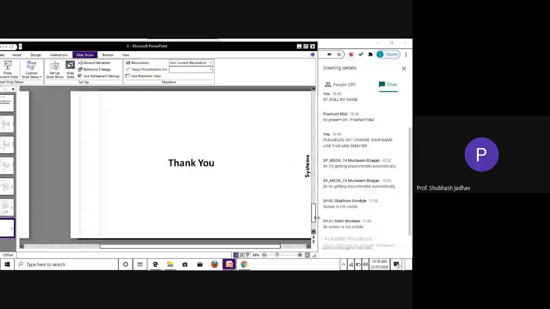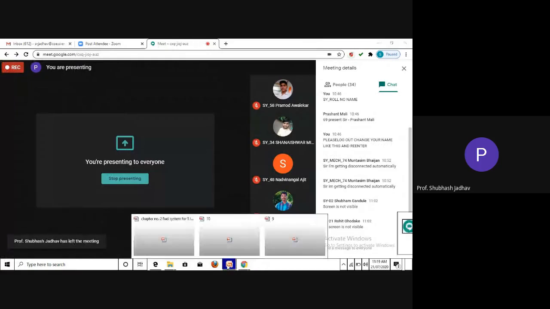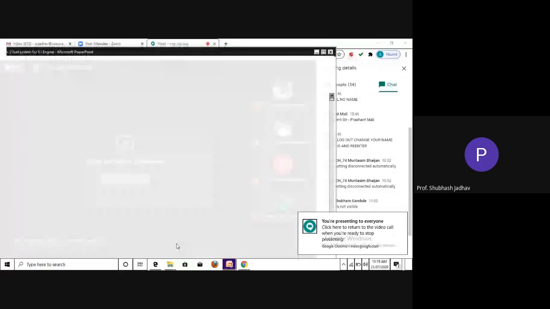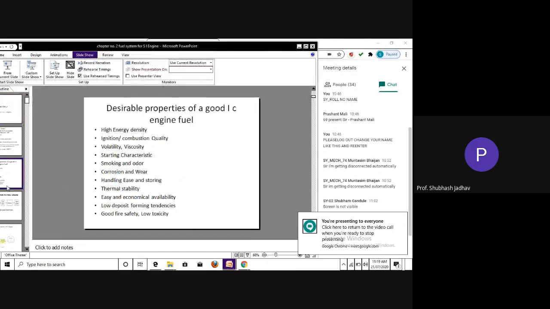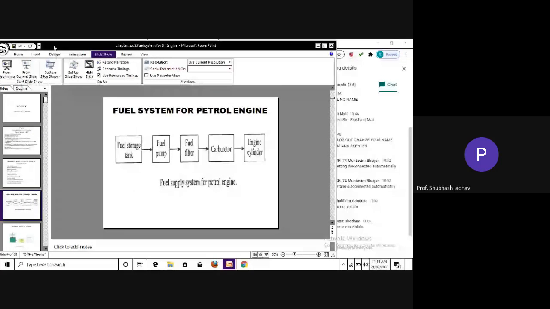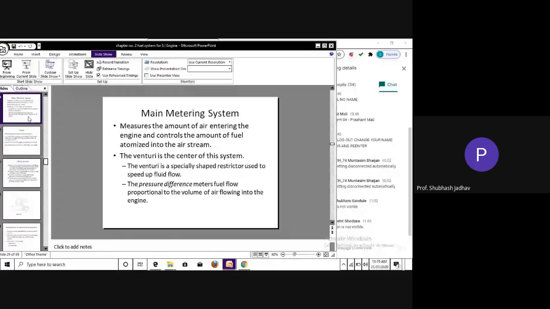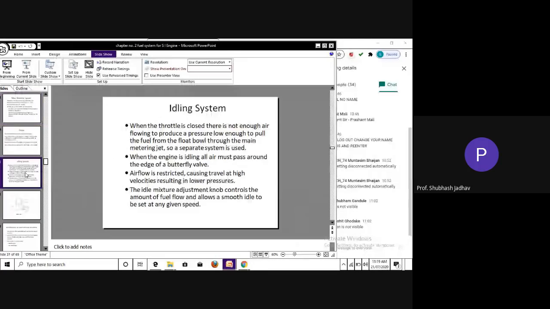Now moving ahead, so I hope everybody has understood what are the systems related to idling, choke system, all these things. I hope everybody has understood. Now moving ahead, there are some compensating devices we will see. Okay, we have discussed the choke. Now the main metering system, you know, idling system, now you know. Okay, so this is your idling system.